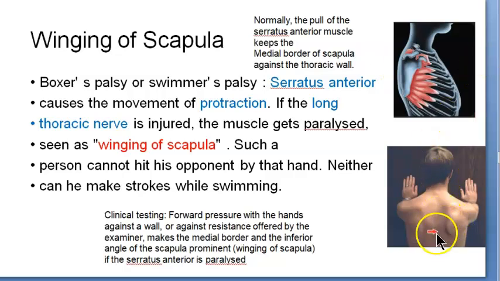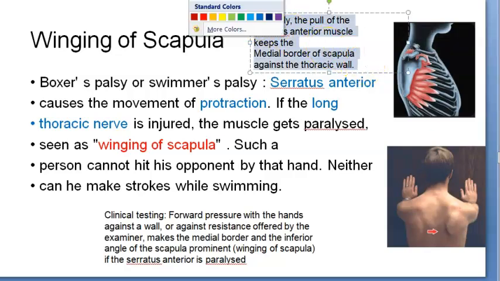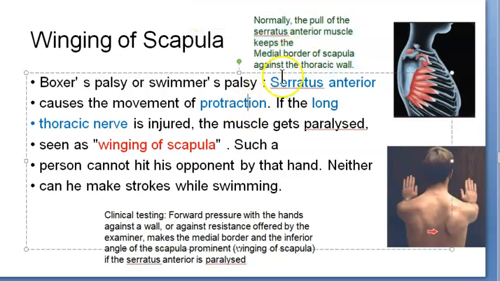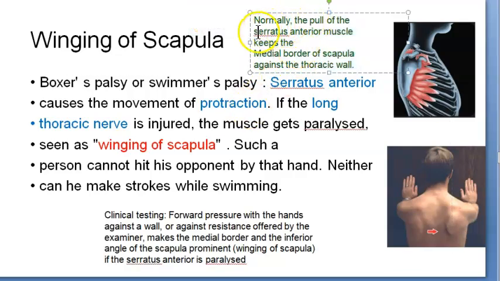Okay. So this is red. Remember, this is winging of scapula. This is a clinical condition because of the paralysis of this muscle, that is the serratus anterior muscle. And why did this muscle get paralyzed? Because the nerve which supplies this muscle, that is the long thoracic nerve, is injured. Okay. So now let us look at the normal anatomy that they are mentioning here. Let me put that in dark green. Normally the pull of the serratus anterior muscle keeps the medial border of the scapula against the thoracic wall. Okay. The muscle serratus anterior keeps this medial border of the scapula against the thoracic wall.